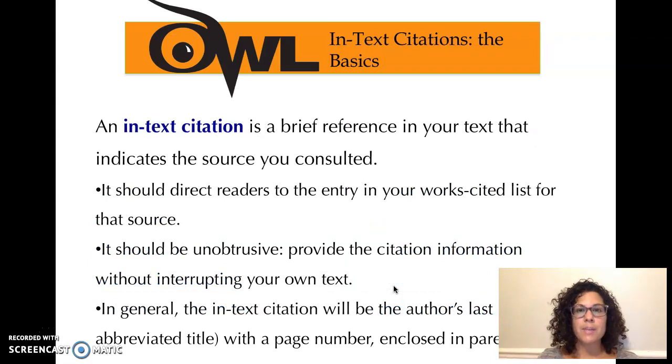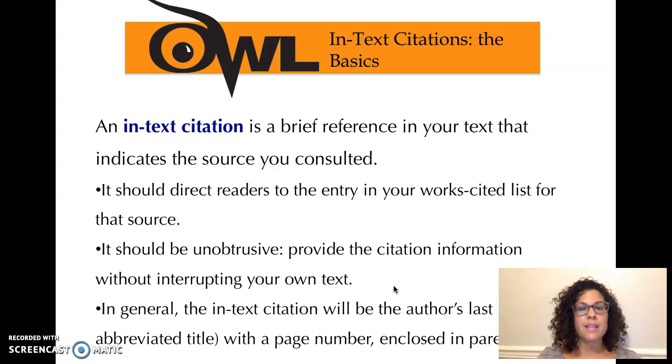What I do want to spend time talking about is your in-text citations, because this is where students often get tripped up. An in-text citation is a brief reference in your text that indicates the source you consulted. It should direct the readers to the entry in your works cited list. It should be unobtrusive, which means it should provide the information without really interrupting your own text. It should sound fluid, and in general the in-text citation will typically be the author's last name with the page number, and we'll see some examples.